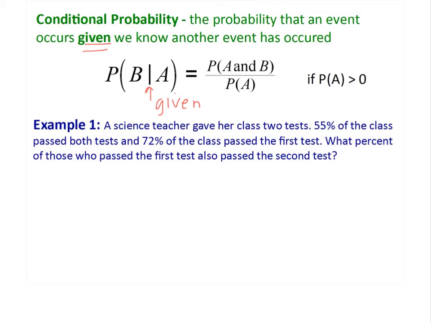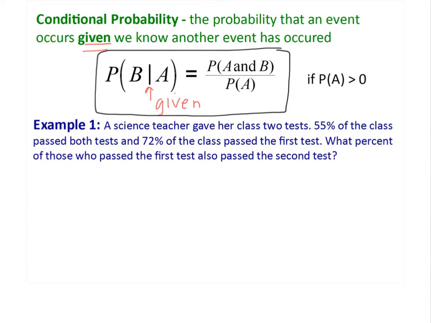So the probability of B given A is the probability of them both happening divided by the probability of the given. A little side note: the probability of A can't be 0, just because I can't have 0 in my denominator. So the probability has to be bigger than 0. But this is the key formula that we're going to focus on: the probability of B given A is their overlap, or A and B, divided by the probability of A.